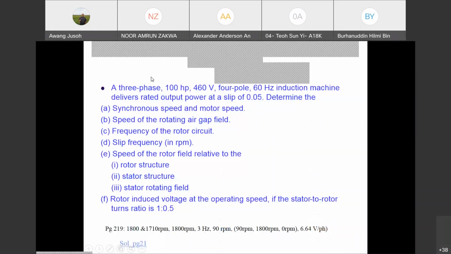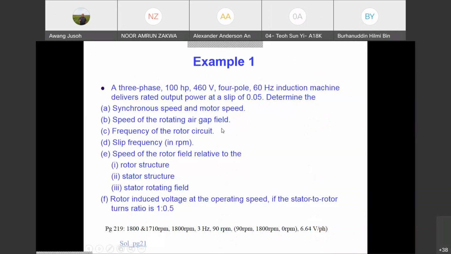Okay, so this is the first example of the induction motor. A three-phase 100 horsepower, 460 volt, 4-pole 60 Hz induction machine delivers rated output power at a slip of 0.05. Determine the A, B, C, D, F parts. Okay, determine the synchronous speed and motor speed.